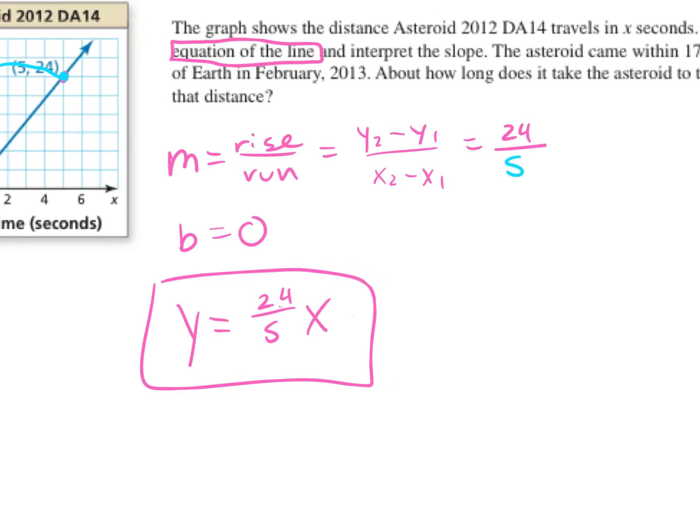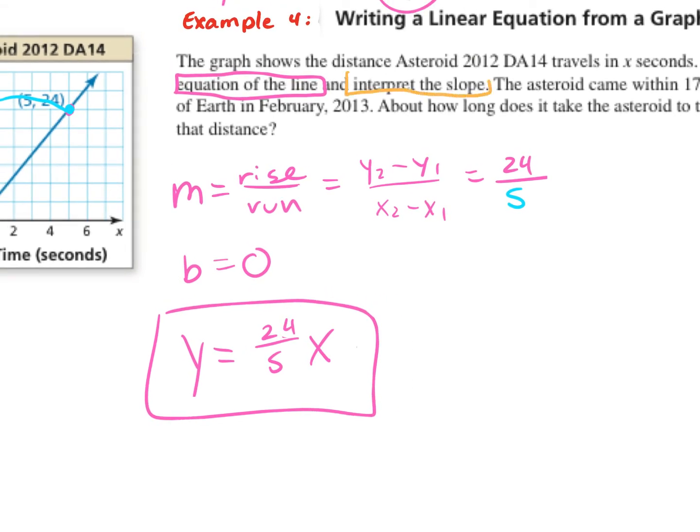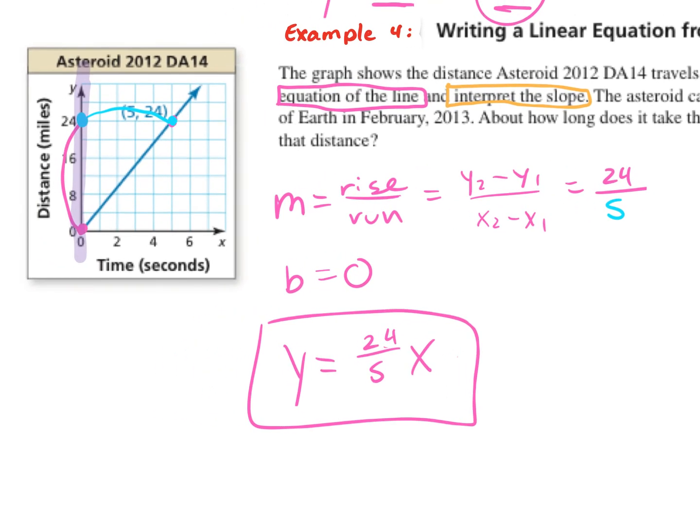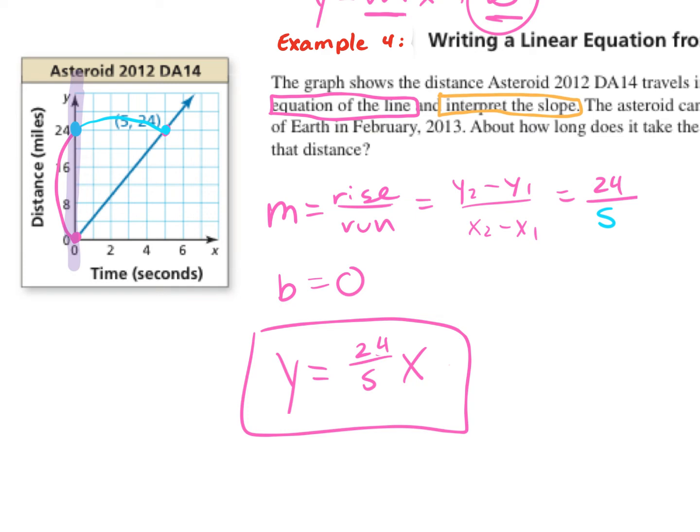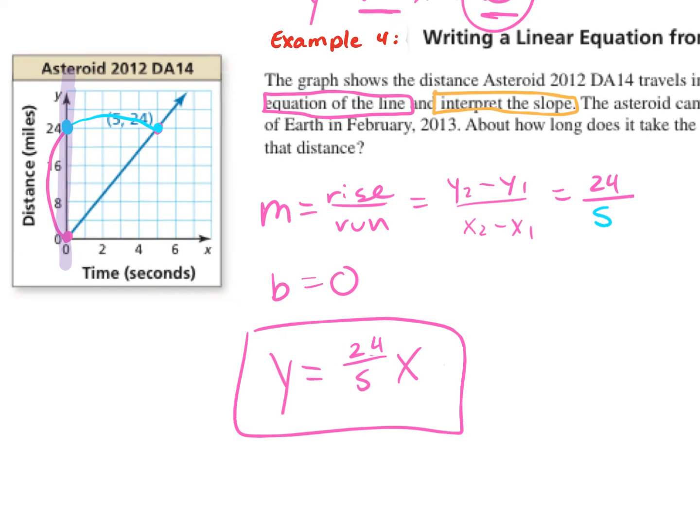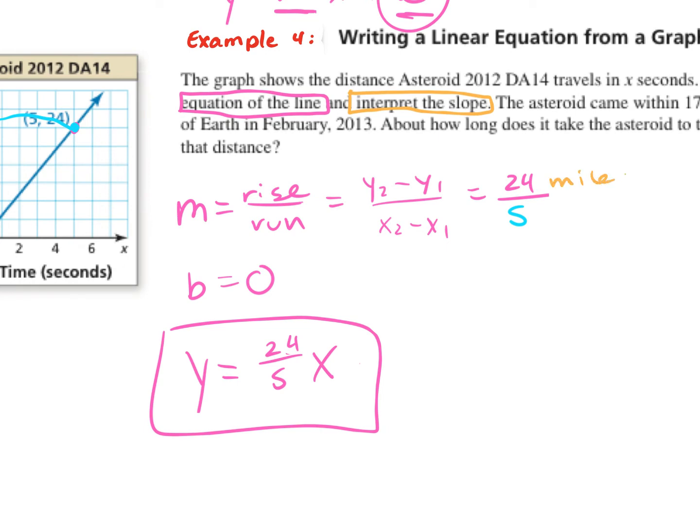All right, the next thing this question asks for is to interpret the slope. So looking at my slope, 24 talked about the rise here. So my y values, 24, so it's on the y-axis. What does the y-axis talk about? The distance in miles. So we're going 24 miles. And then what does the 5 talk about on our x-axis? The time in seconds, so 5 seconds.